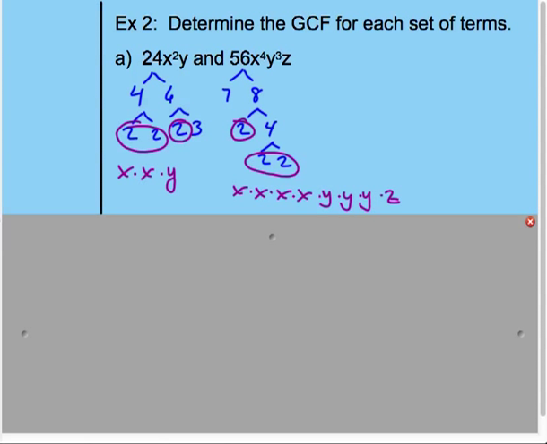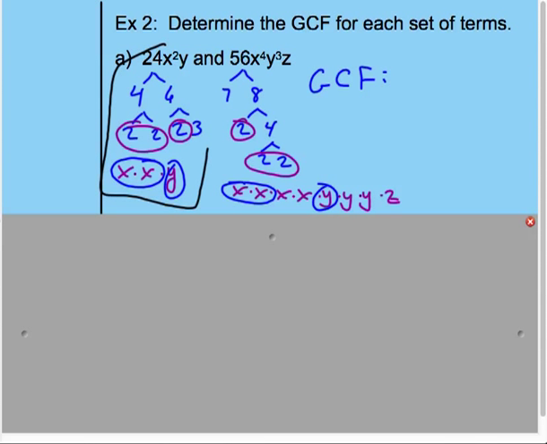Then I'm going to circle the variables I see in common. I see x times x, and I see a y in each list. So for my GCF, I'm going to multiply all of my circled things together from one list. I'm going to look at this list right here. And I see 2 times 2 times 2, or 2 cubed, x times x, or x squared, times y. And 2 cubed is 8. 2 times 2 is 4, times 2 is 8.